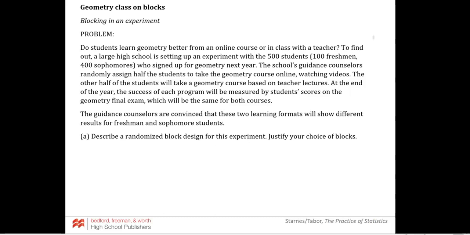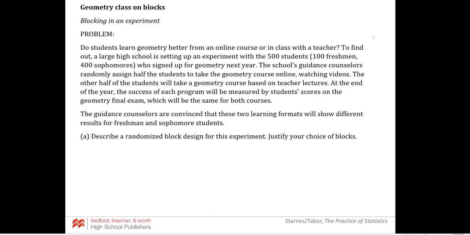The other half of the students will take a geometry course based on teacher lectures. At the end of the year, the success of each program will be measured by the student scores on the geometry final exam, which would be the same for both courses. I think we did a problem very similar to this a little while ago, but we have a little extra information. Now instead of just a completely randomized design, we want to do a randomized block design.